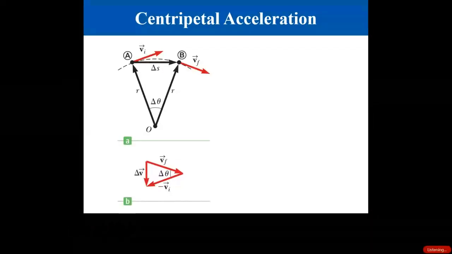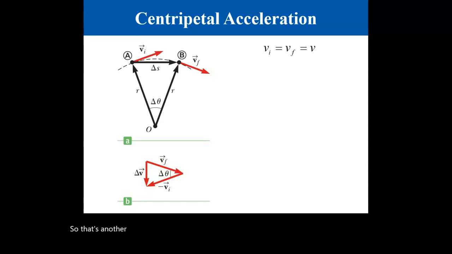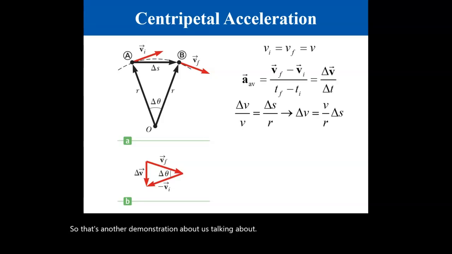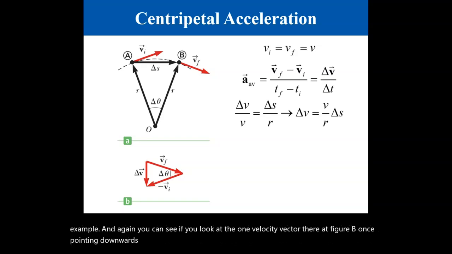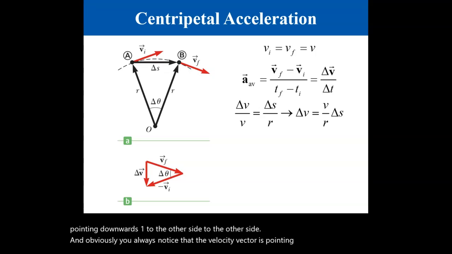Cool. So that's another demonstration of what I was talking about. Like I said to you, all the velocities are the same, changing with time. Again, another example. And again, you can see if you look at the one velocity vector there at figure B, one's pointing downwards, one to the other side. And obviously, you always notice that the velocity vector is pointing radially inward, right?